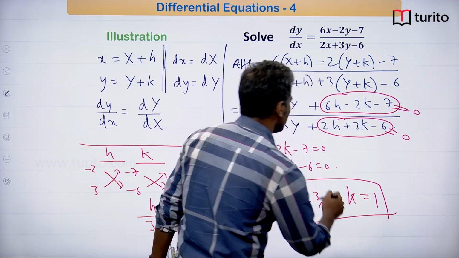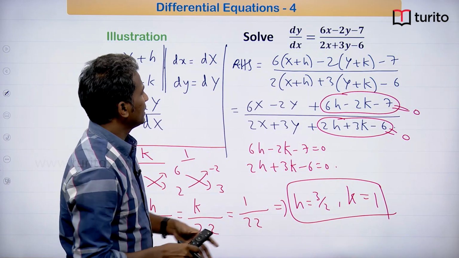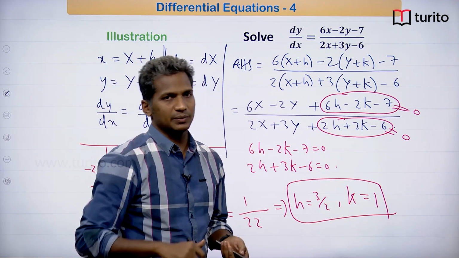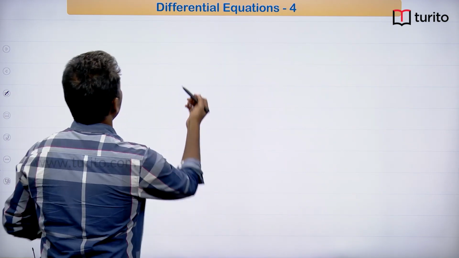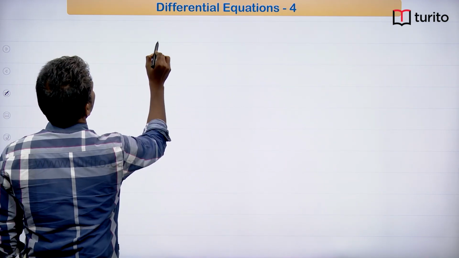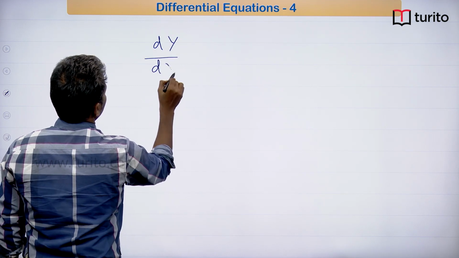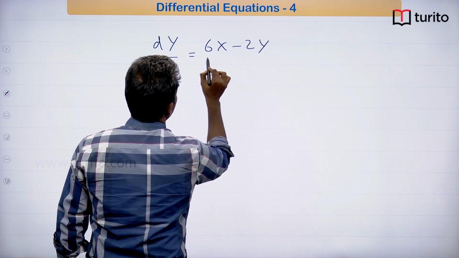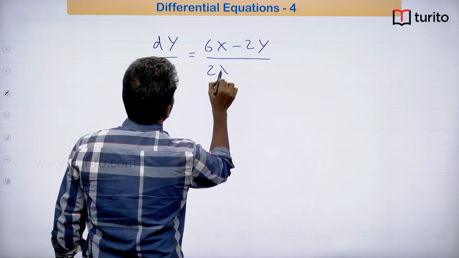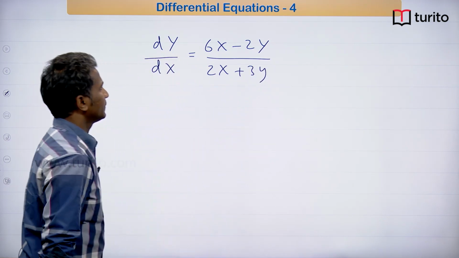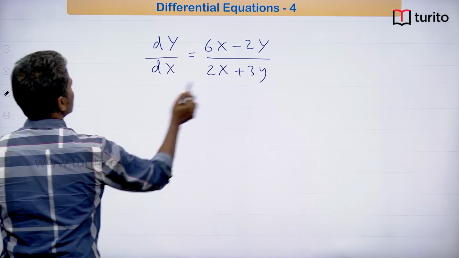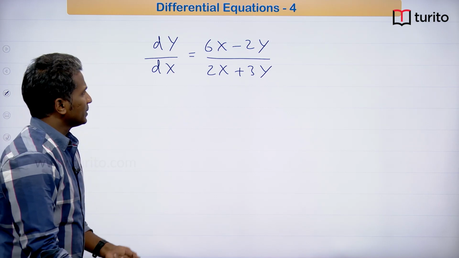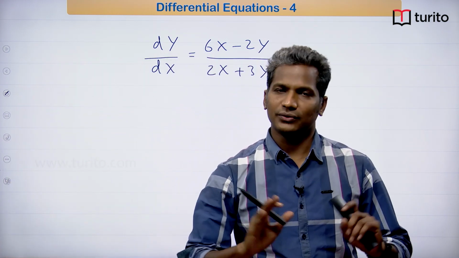So, that means by choosing these two values for h and k, I have made sure that this expression has become one homogeneous expression. Okay. So which means our entire differential equation will look like this. dy by dx is equal to 6x minus 2y divided by 2x plus 3y. Okay, so this y must be the small y, capital Y. Okay. So now it is homogeneous, you can handle it on your own.